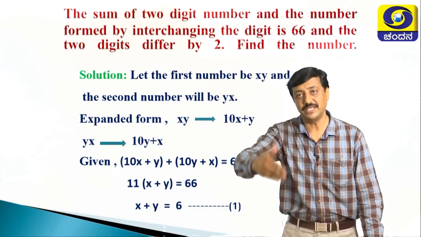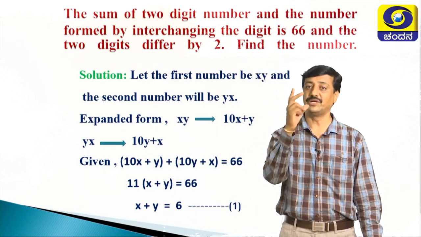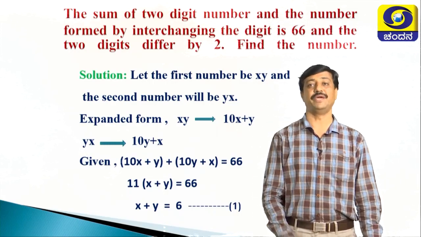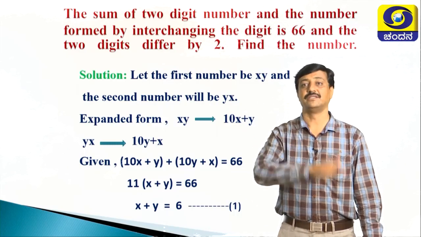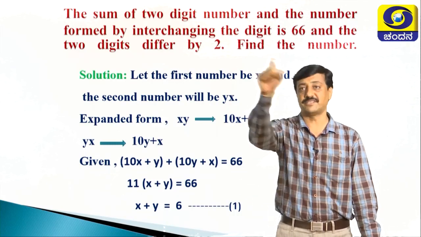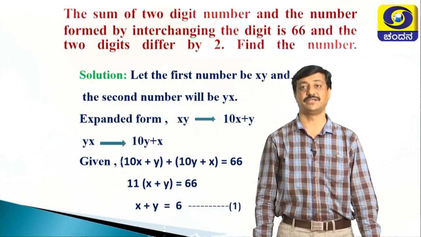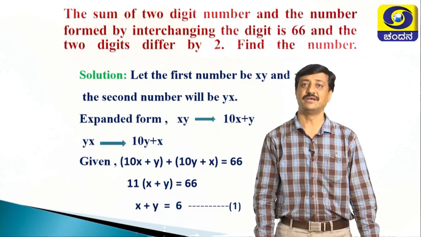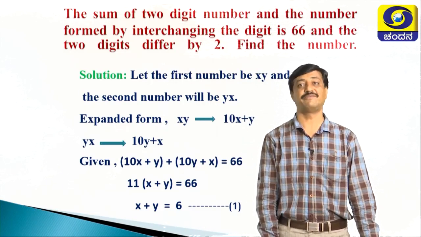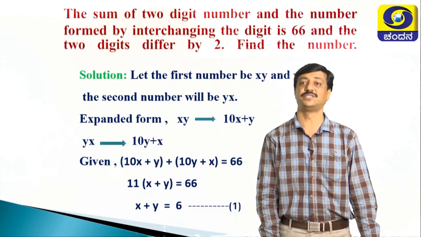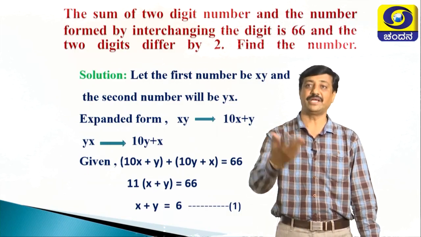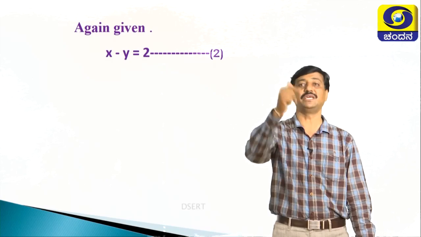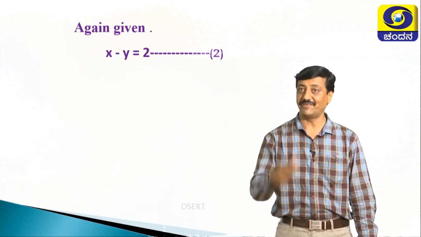Usually in these verbal type of examples, they give two conditions. Based on the first condition, you get one equation, and based on the second condition, you get the second equation. So from the first statement, the first equation is x plus y is equal to 6. Now look at the second condition. It is given that the digits differ by 2. The difference between the given 2 digits is 2. It is a simple statement. You can take x minus y is equal to 2 according to the second condition. That becomes equation 2.